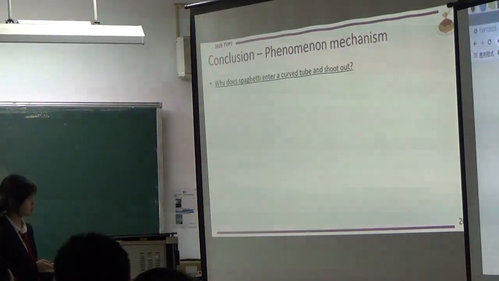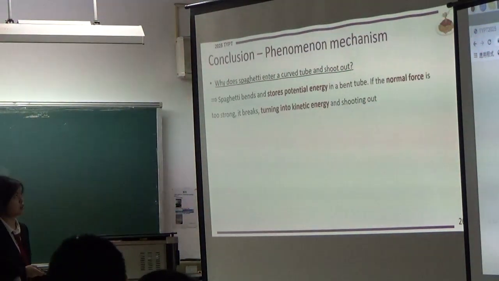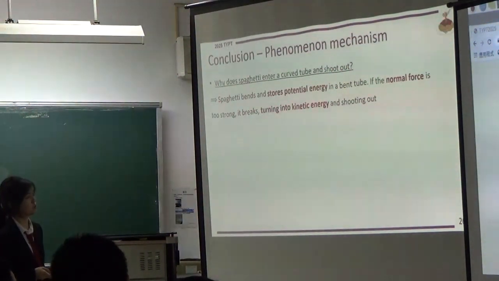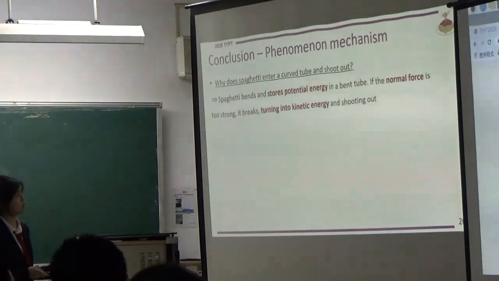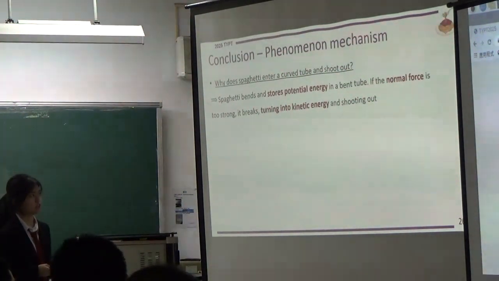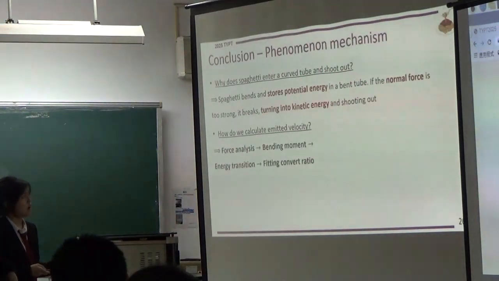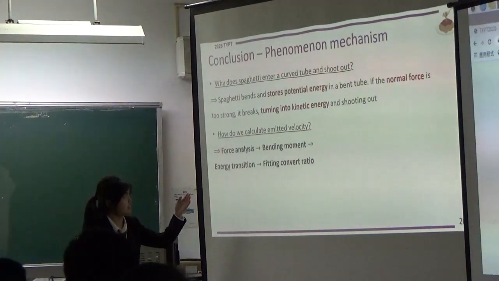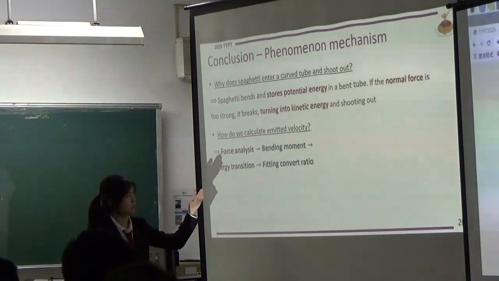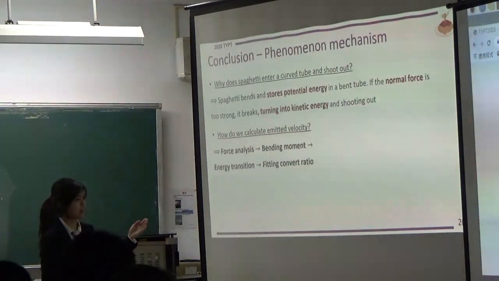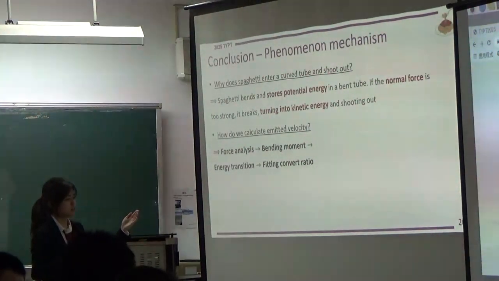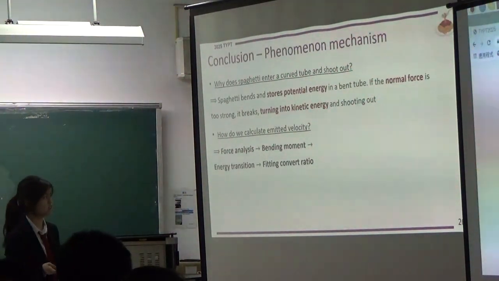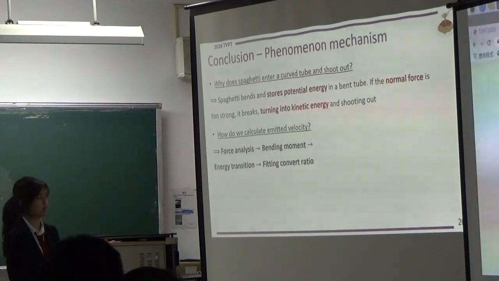That is the conclusion. So why does the spaghetti enter a curved tube and shoot out? The reason is the spaghetti bends in and stores potential energy in the bent tube. If the normal force is too strong, it will break, turning into kinetic energy and shoot out. So how do we calculate the emitted force? We first analyze the force, and we calculate the bending moments, and we then define an alpha inside the calculation of energy transition, and then we will have a fitting curvature ratio.